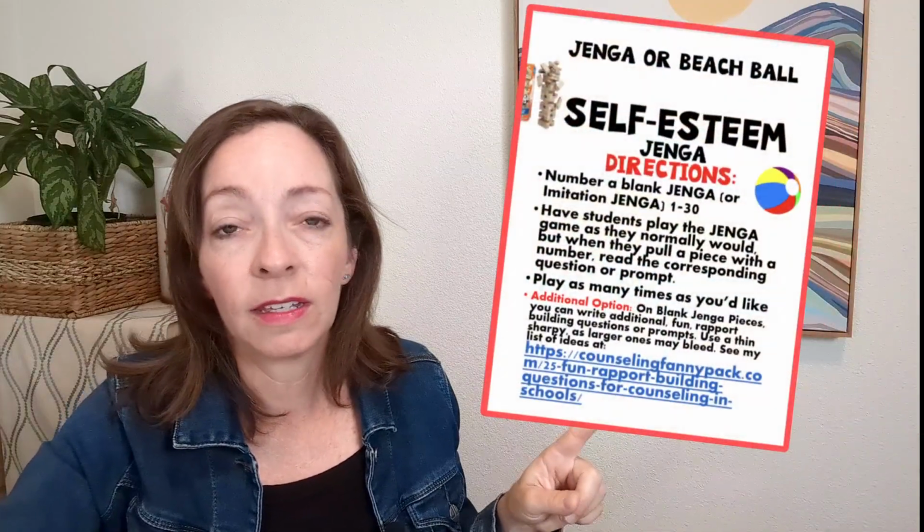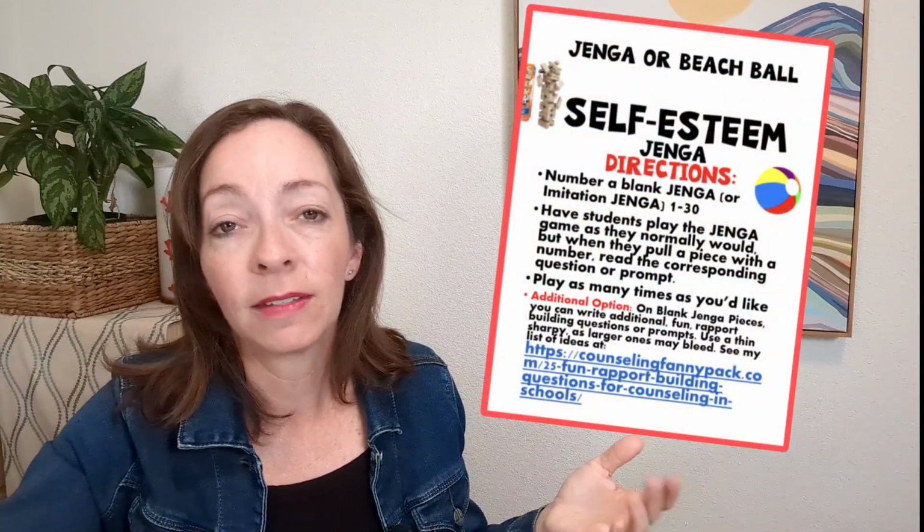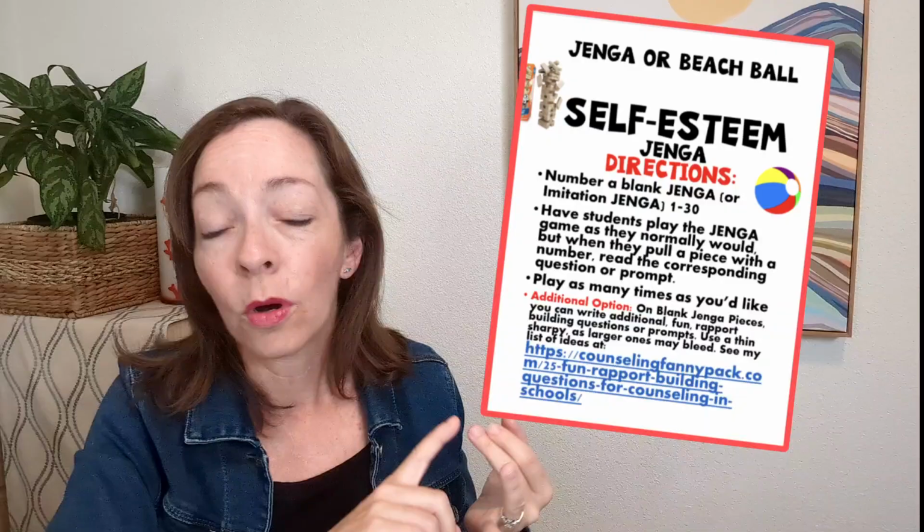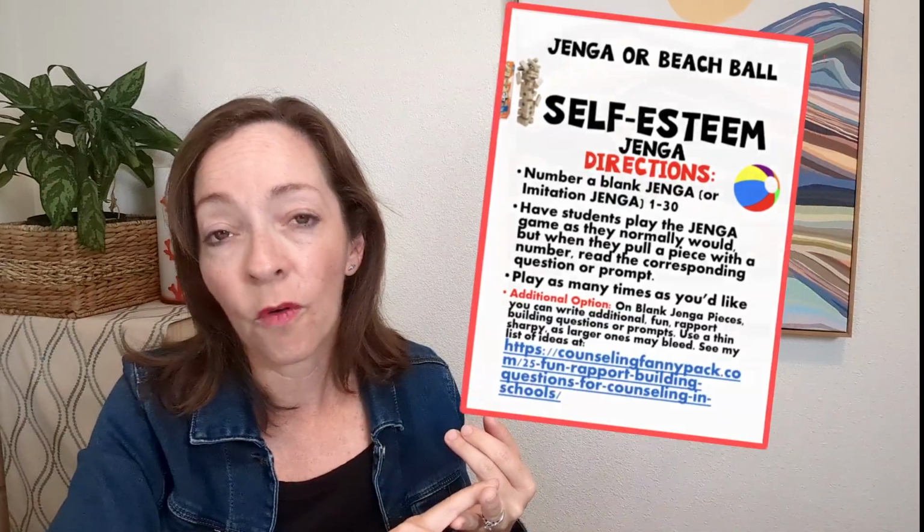This activity is learning about self-esteem, and it's either a Jenga activity or a beach ball activity. So for the Jenga version, you number a Jenga that you have. Hopefully, you have one, or an imitation, 1 through 30. And then students in their small group can pull a number, then whoever's facilitating the group can read the prompt related to self-esteem. And it kind of makes thinking about self-esteem really fun.